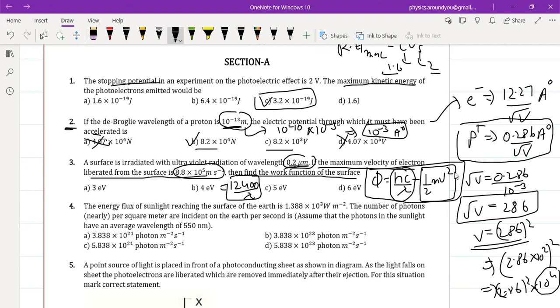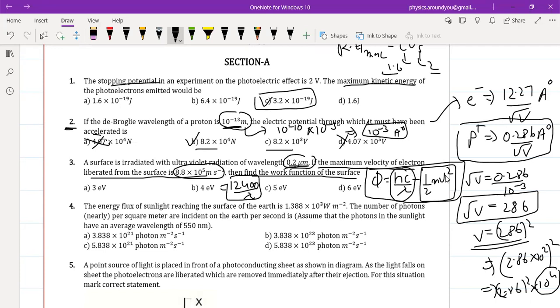V is given in meter per second. How do I convert it to eV and then take it up? How do I do that? That is the time consuming part of this. There's no shortcut per se to do this, so this would actually consume some time, but all the concept involved is the work function is the supplied energy minus the maximum kinetic energy. That's it.